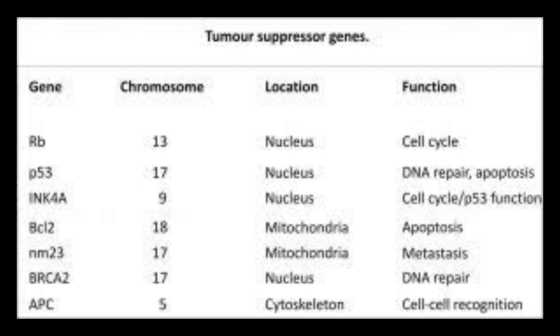Then after that we have BRCA1, BRCA2. BRCA1 is associated with breast and ovarian tumors and pancreatitis. Then APC is associated with adenomatous polyposis coli.